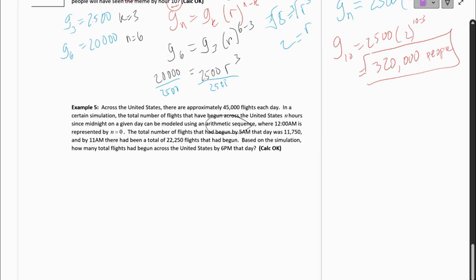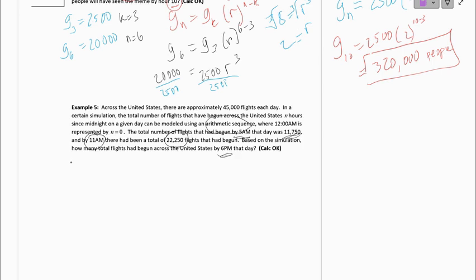Hey, that's what I said. Where midnight is represented by n equals 0. The total number of flights that had begun by 5 a.m. is 11,750, and by 11 a.m., 22,250. Based on that simulation, how many total flights by 6 p.m.? There are a few things here we have to be careful with. One, we're dealing with arithmetic, not geometric. The other thing is we are dealing with time, which is sometimes confusing for people.